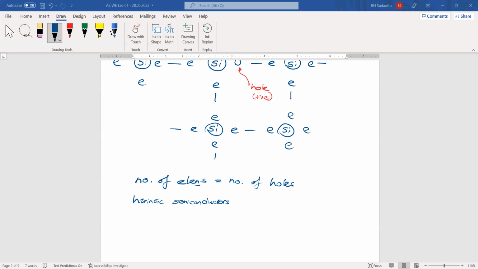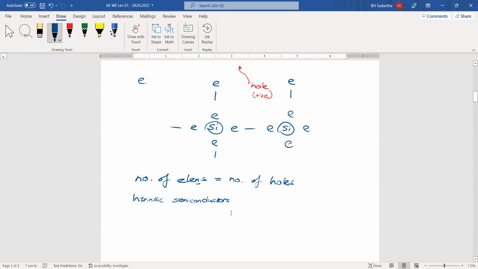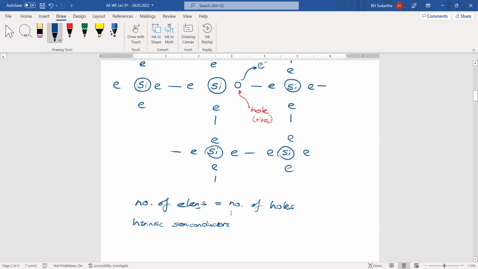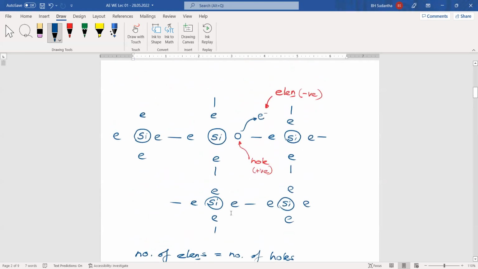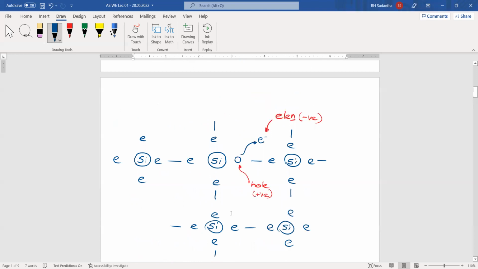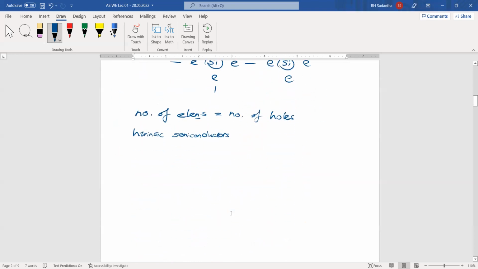With these intrinsic semiconductors, you can understand that the conductivity increases when the temperature increases. Silicon is a fourth group element, and the same applies to germanium. Germanium also has the same structure and the same situation, so from germanium we can also expect intrinsic semiconductor characteristics.